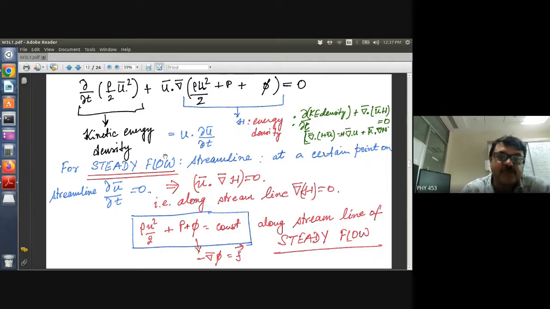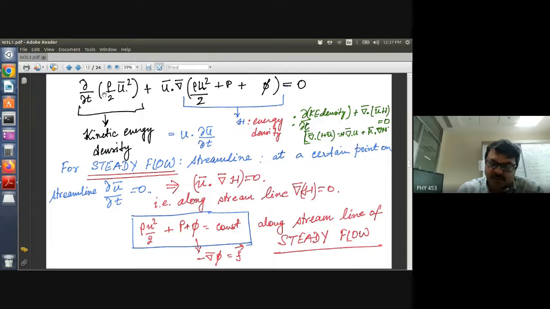Now for steady flow, what is steady flow? u is not changing as a function of time, thereby kinetic energy density is not changing as a function of time. So for steady flow, this term is going to be 0, and in that case you have u dot grad h equal to 0. Now u is not 0, so grad h has to be equal to 0.